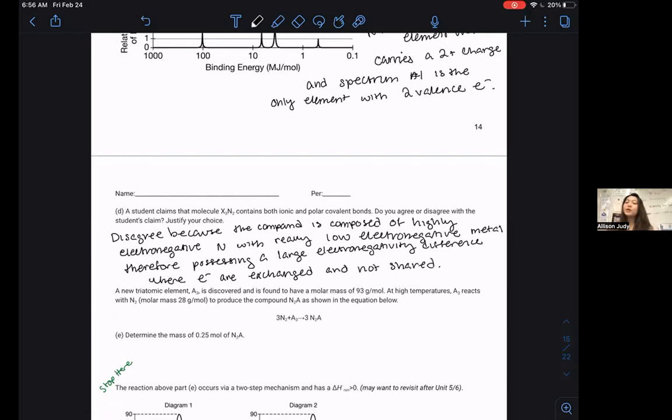Okay, that's one way you could answer it. You also could say all of that and then, therefore, possessing a large electronegativity difference where electrons are exchanged, or you could also say, and charges are carried by the elements. Right? That's another way you could have said it. Okay, both are correct.